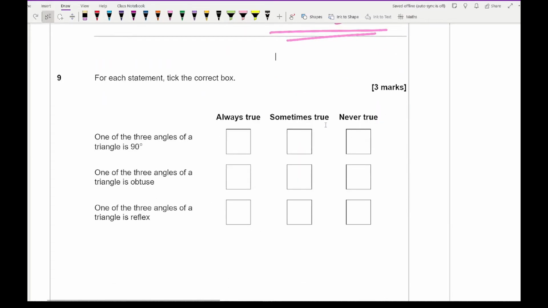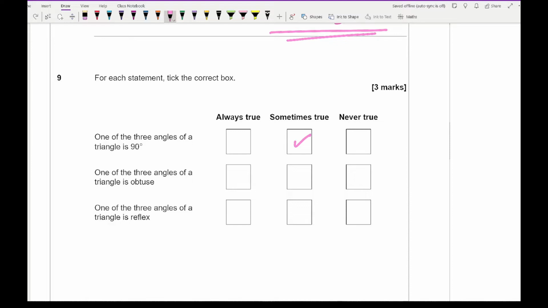Moving on to question 9, it says for each of the statements tick the correct box. So we've got always true, sometimes true, and never true. One of the 3 angles of a triangle is 90 degrees. Well, that's sometimes true, but not always true or never true, because we could have a right angle triangle, we could have a scalene triangle, which could also be a right angle triangle. One of the 3 angles of a triangle is obtuse.